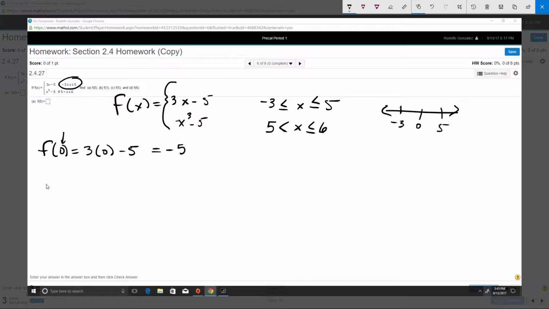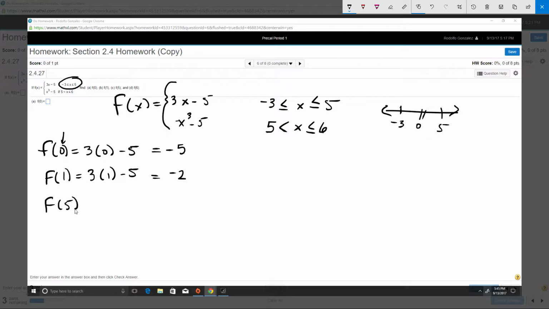Okay? Now let's do the next one. f of 1. Let's first pick which function we're going to use, right? So where does 1 fall in between? It's not going to fall between 5 and 6, right? So it's going to have to be between these two, because 1 is between negative 3 and 5. So we're going to use this function again. So 3 times 1 minus 5, that equals 3 minus 5, which is negative 2. So that would be your answer for the second one.